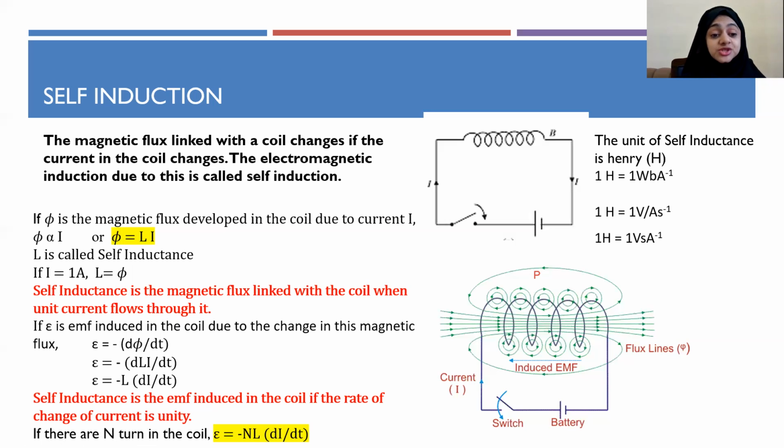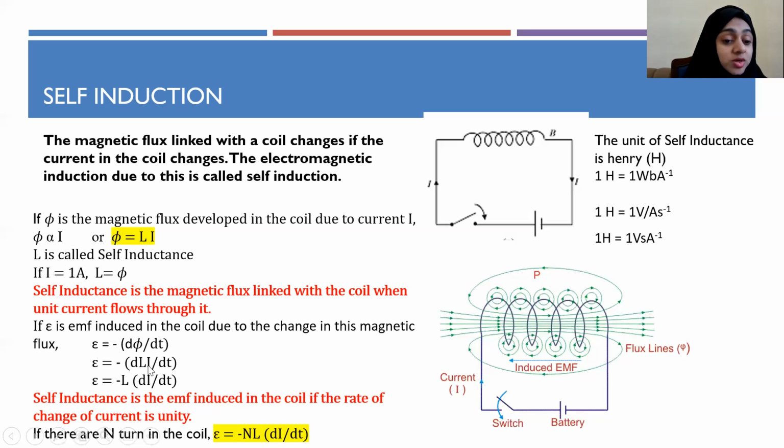Now, another definition of self-inductance is also possible. You know that by Michael Faraday's law of electromagnetic induction, we have the EMF induced in a coil due to change in magnetic flux. E or epsilon is equal to minus d phi by dt. This minus is the contribution of Lenz's law. So EMF is equal to minus d phi by dt, or EMF is equal to minus, instead of phi, I'm substituting Li. So minus d(Li) by dt.